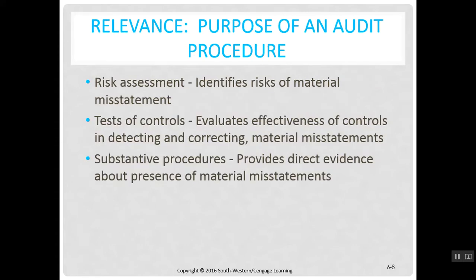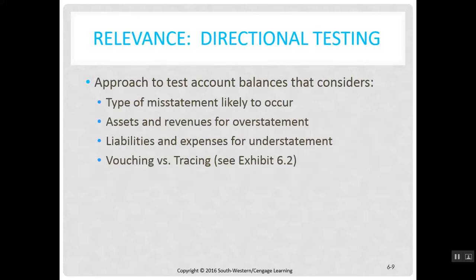So the purpose of an audit procedure. We've talked about the different types of audit procedures that we're performing. So there's three main types. We're looking at a risk assessment, we're testing controls, or we're performing substantive procedures. Okay? The risk assessment happens at the beginning of the audit, and we're identifying the risks of material misstatements. So typically this is in the form of a walkthrough or a flow chart of the process. Test of controls is evaluating the effectiveness of the controls in detecting and correcting material misstatements. And then finally, we perform substantive procedures, which provides direct evidence about presence of material misstatements. So we'll touch on these a little bit more.